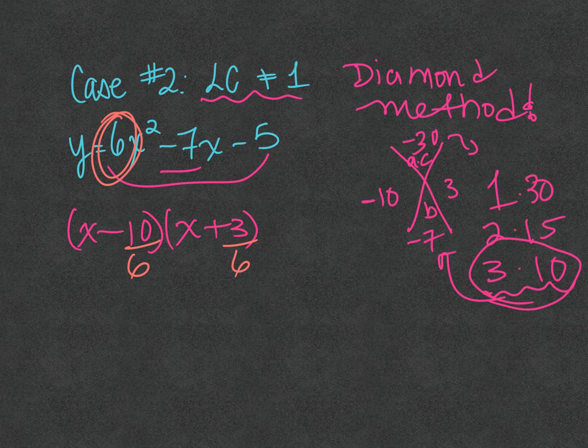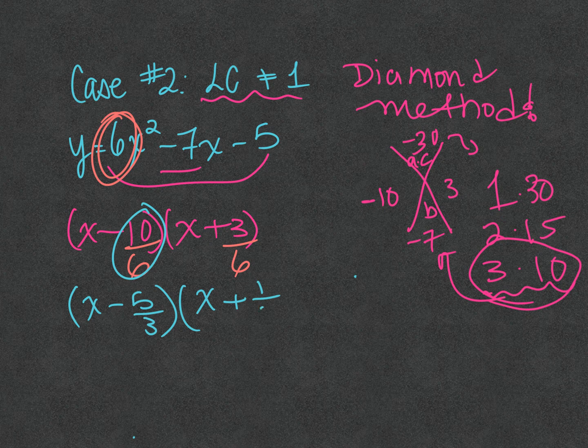I redid this part, so it might sound weird that I cut the video, but at this point we are here. So the next step, you're going to simplify your fraction here. Simplify. If you can't divide it, at least you have to simplify. So x minus 5 over 3, and here x plus 1/2.